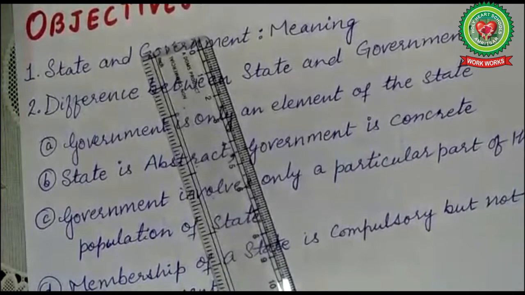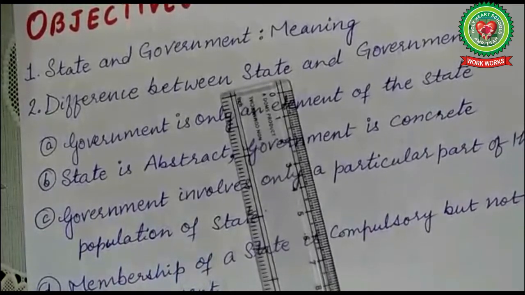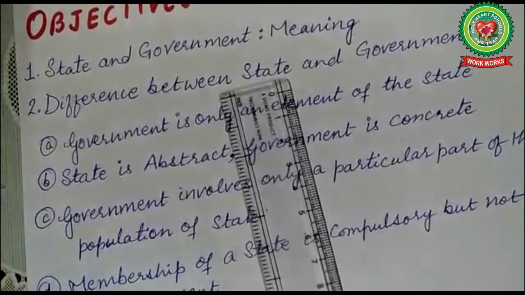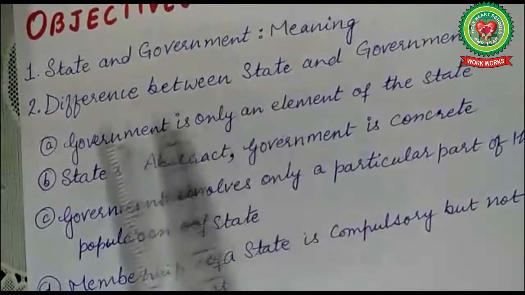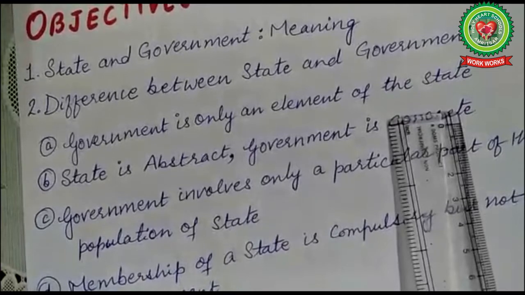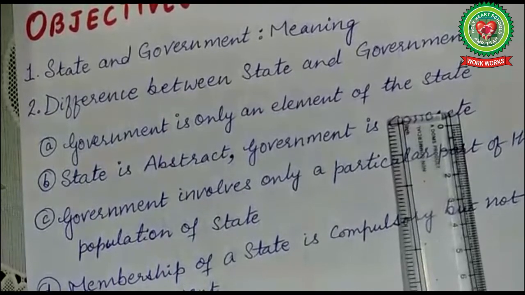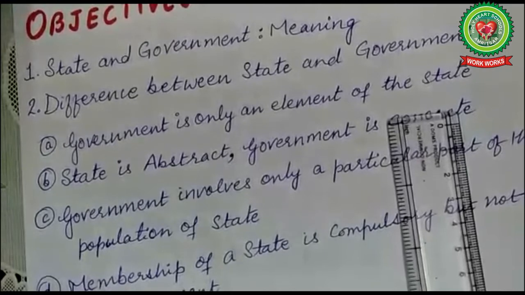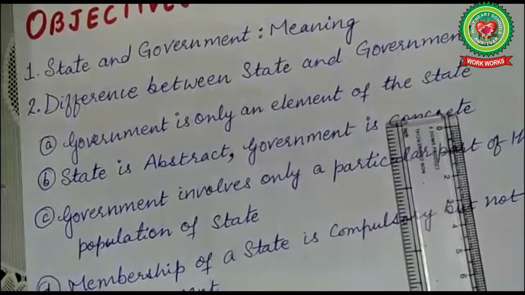Now I will discuss the difference between the state and the government. Students, if you write your answer in points, surely you will score better. So you must write your answer in points. My first point is, as already it's clear to you, government is only an element of state. You are already clear that state has four elements, that is population, territory, government and sovereignty. So government is only an element of state. It is just one part of the state which acts for the state. I have discussed this topic in detail with you.